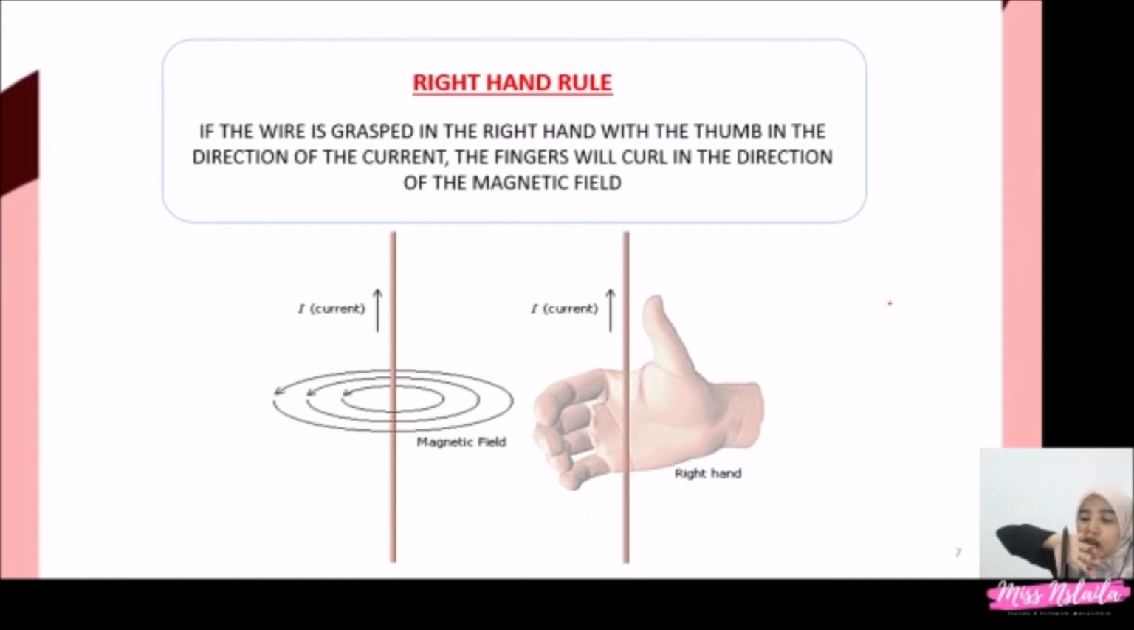It's based on the 4 fingers right here. For example, if the current moves upward, I hold it like this. When I curl my 4 fingers, it will show the direction of the magnetic field, clockwise or anti-clockwise. If the current goes downward, it will show like this. You need to try by yourself, so that you will understand.